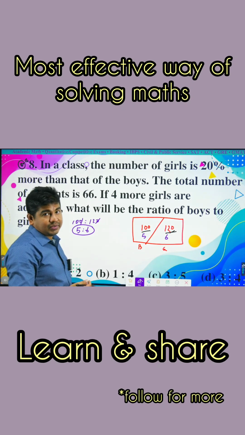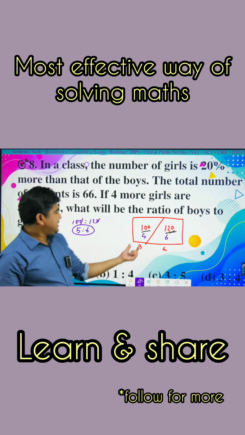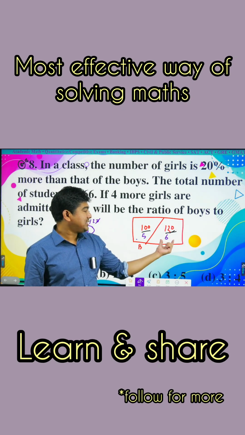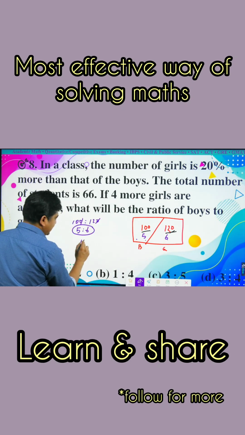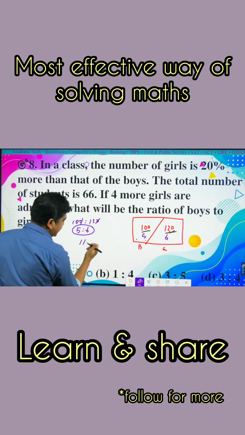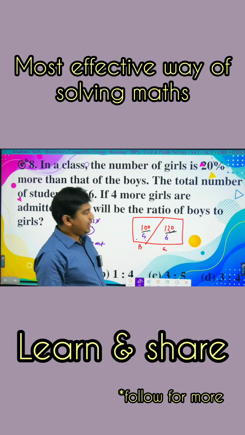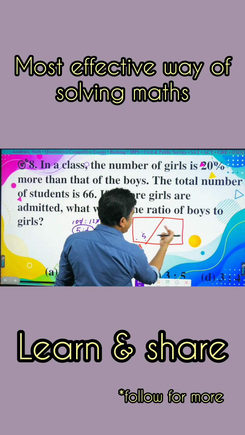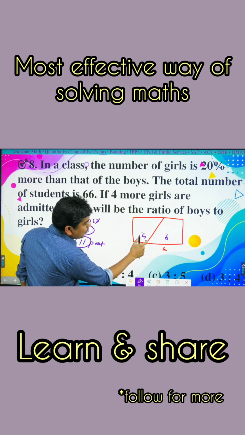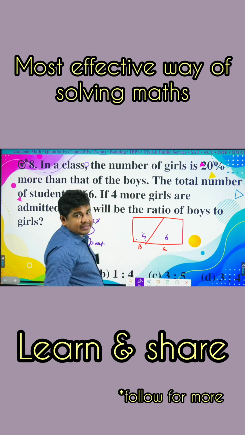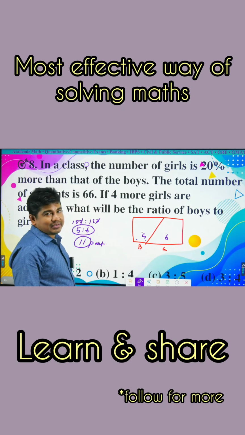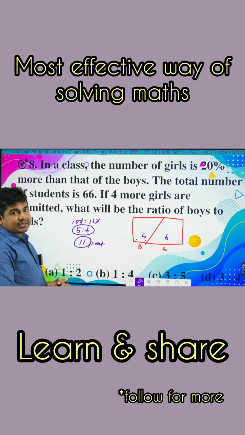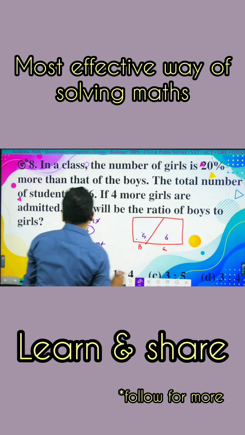Total portion. That means if the boys is 5 parts, girls is 6 parts. That means 5 plus 6, in total 11 parts. Out of this 11 portion, if the boys number is 5, girls number is 6. Total is 11 parts. Total students 66.